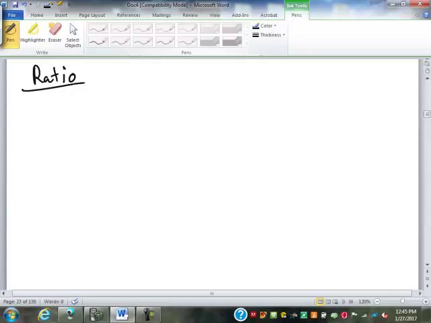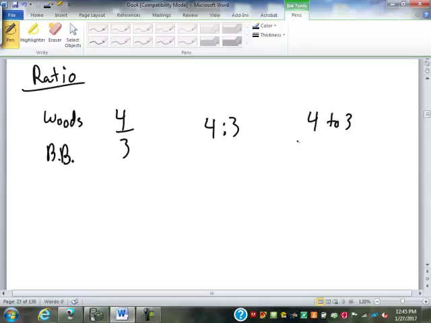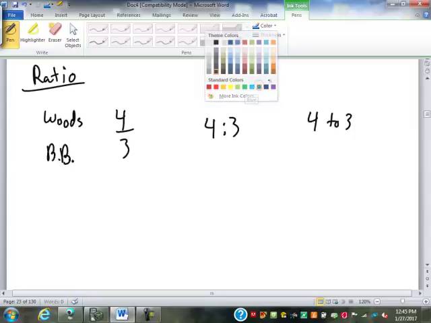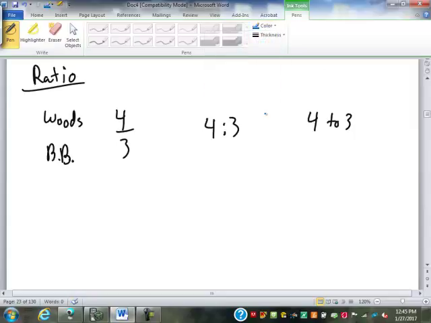For example, if I want to do a ratio, like yesterday, we had two groups in here. If I want to do a ratio of Woods to broadband students, there were 4 Wood students in here yesterday, there were 3 broadband students. I could write it like that as a fraction, or I could write it with a colon, like 4 to 3, or I can even write it with the word "to," 4 to 3, like that. Any of those works. And there are even some other alternative ways of displaying it.